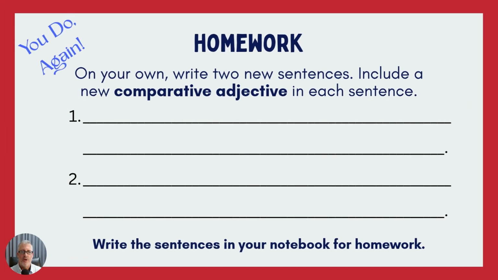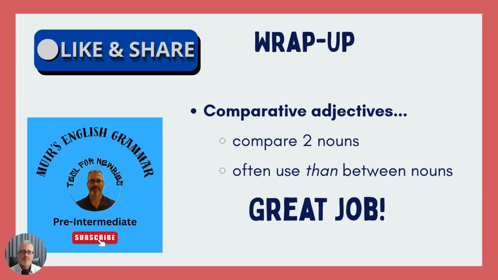Okay. So on your own, write 2 new sentences for homework, include a new comparative adjective. Try to make them different. Don't use only 3-syllable adjectives. They're the easy ones. Try to use a doubling rule adjective or change the Y to I adjective. Make it a little challenging for yourself. Ask somebody at home to check it for you or somebody at school, as you've been doing.